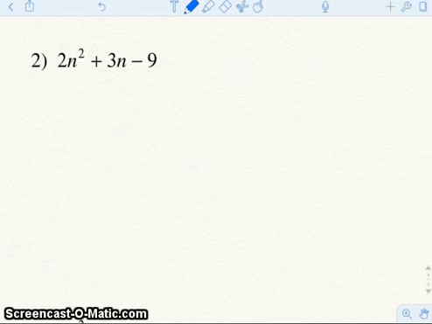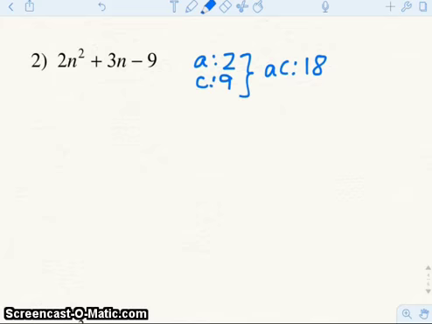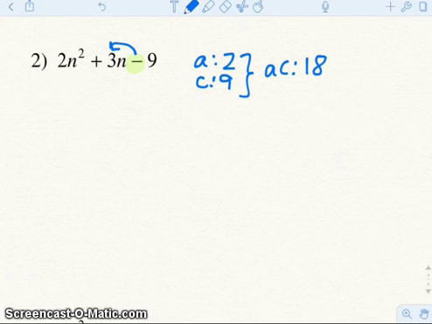In this case, A is 2 and C is 9. That means that A times C, 2 times 9, is 18. I'm going to read the signs now and use my knowledge of the signs. Since the second sign is negative, I'm looking for factors of 18 that subtract to give me 3. So my factors of 18: 1 and 18, 2 and 9, 3 and 6. So I'm going to use 3 and 6.